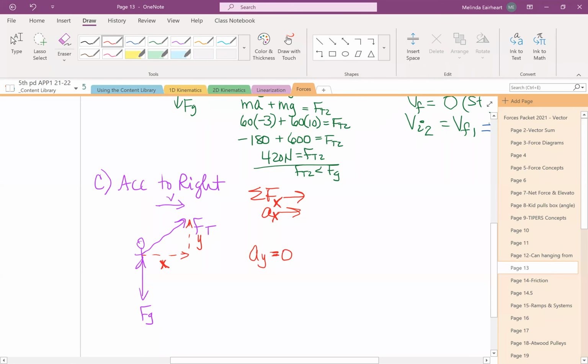There's no motion whatsoever in the vertical anymore. And so F net in the vertical should equal 0. What does that mean about my two vertical forces? They should be the same. And so maybe we just add tick marks here. Okay. And so with that, which force is bigger?